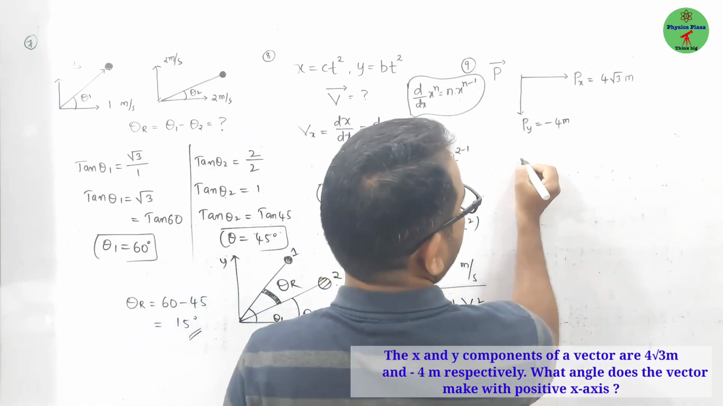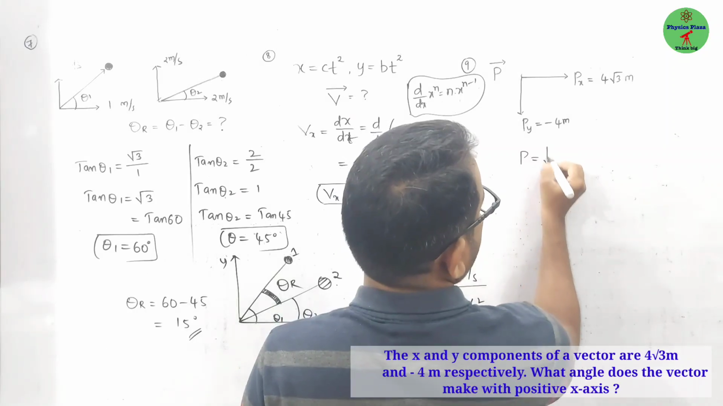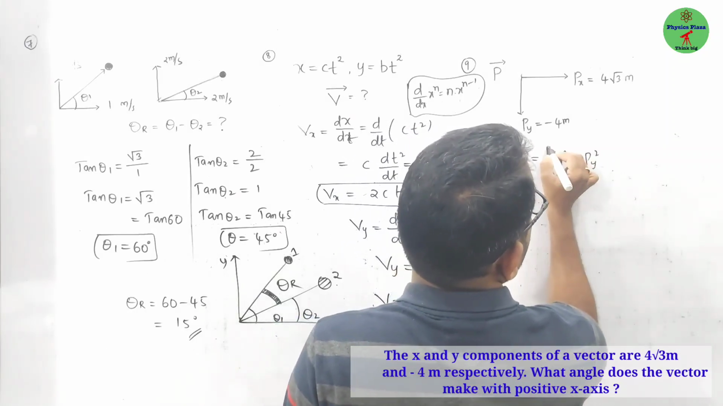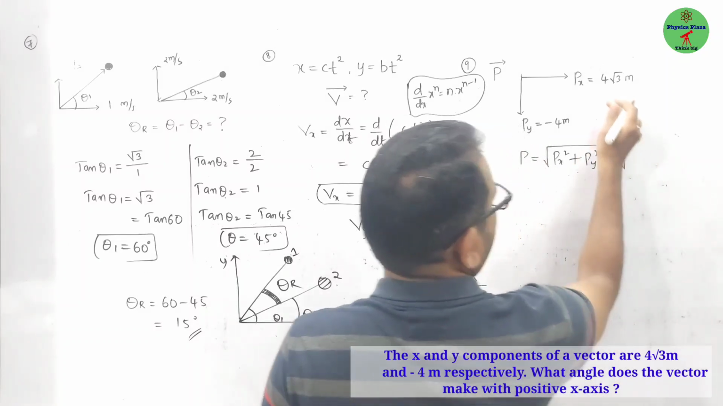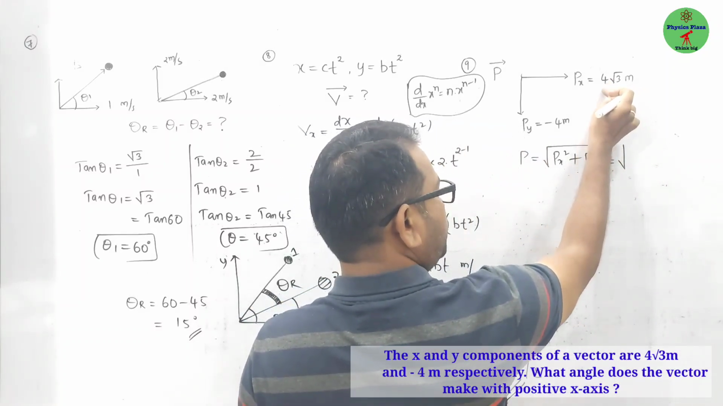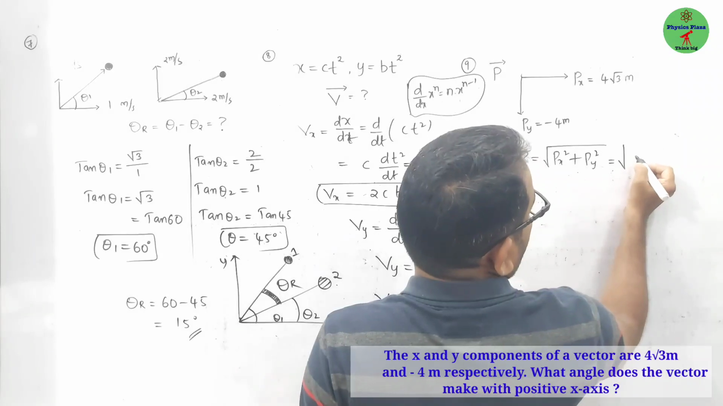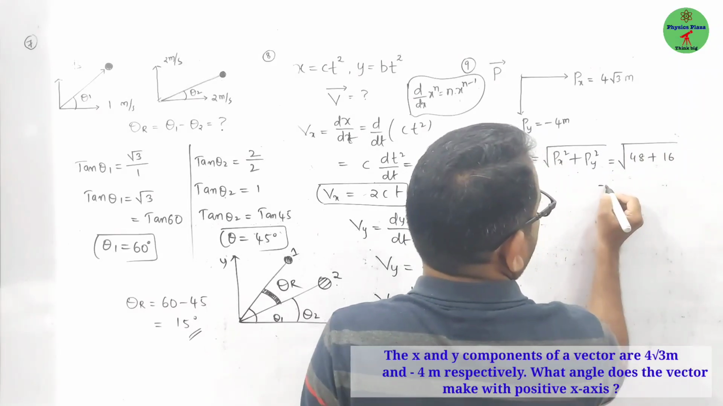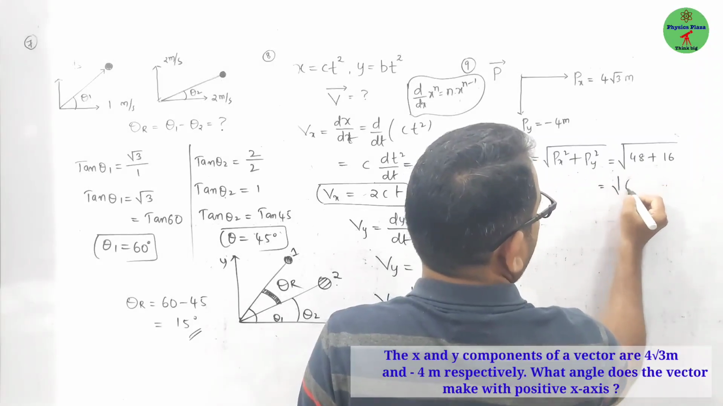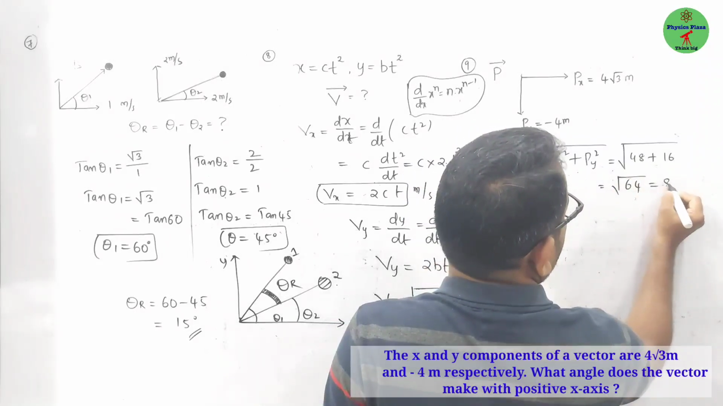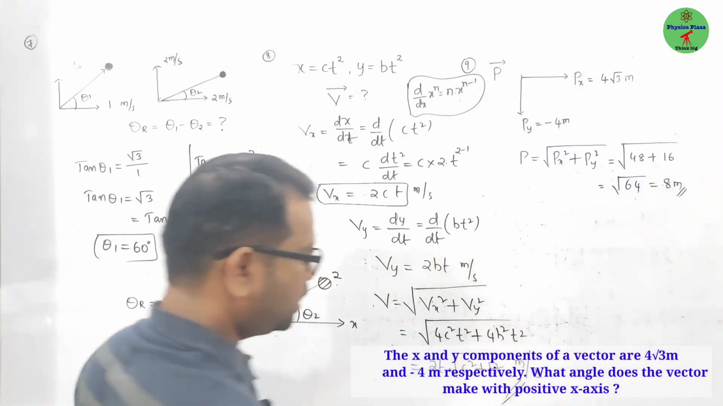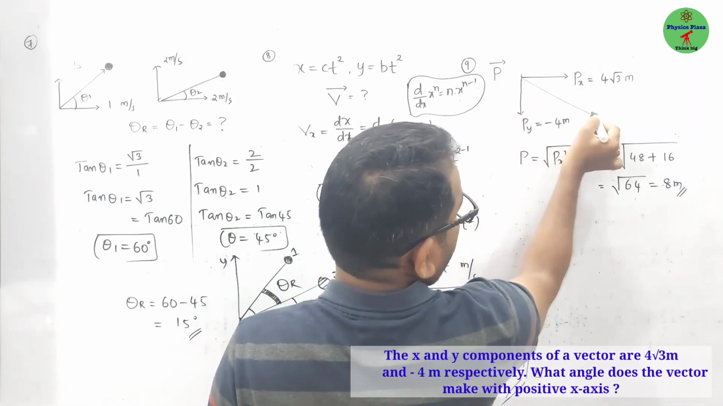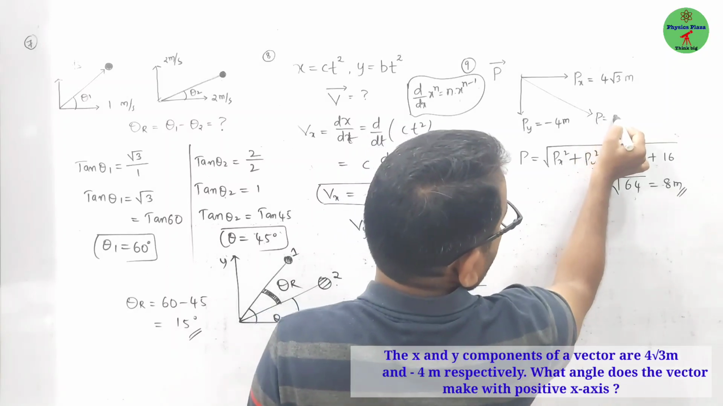So now, the resultant vector is going to be p is equal to square root of px square plus py square. So this is, square means how much, children? 4 4s are 16, into 3 is 48, plus 16. So this is how much, children? It is 64. So this is going to be 8 meters. This we got.